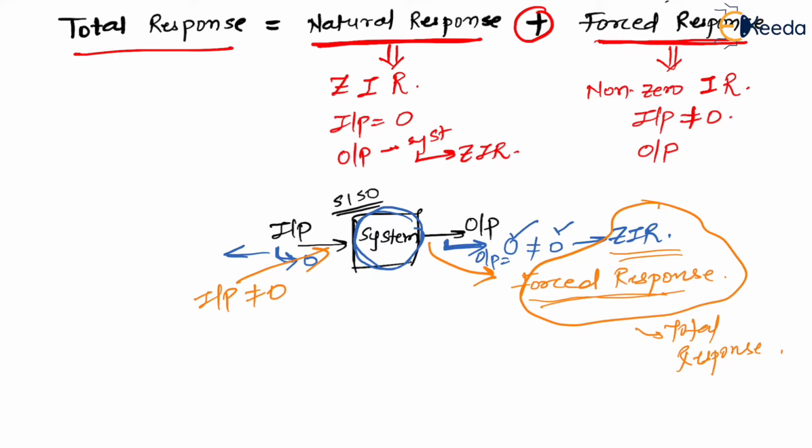Students may say, sir, you just said that if input is 0, how can we have some output? Yes, you may have some output or you may not have some output. I'm saying may or may not; each and every word is important. So now we are interested in the total response and not in the zero input response only.